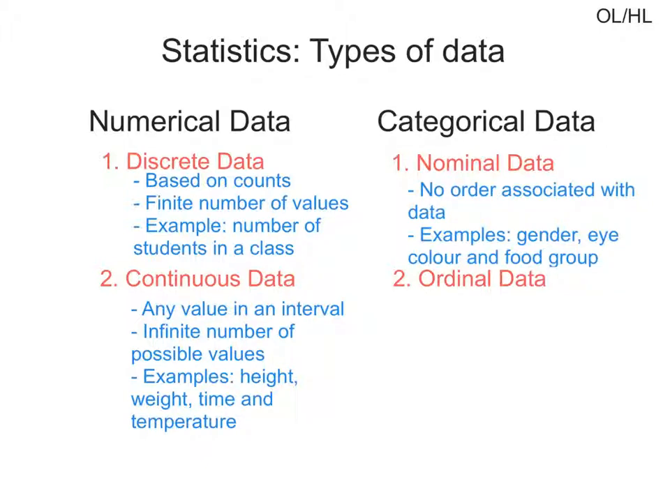In comparison, ordinal categorical data has an order associated with the data values. For example, have you ever done a survey where it has strongly disagree, disagree, neutral, agree, and strongly agree? There is an order associated with each of these answers.